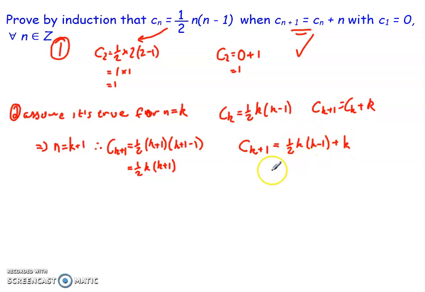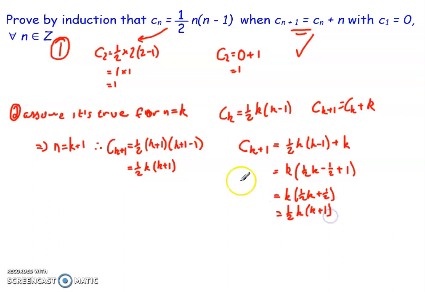What I'm going to do is take out k as a common factor here, and I'm going to get k times a half k minus a half plus 1. So that's then going to equal k bracket a half k. It's going to then be minus a half plus 1. So that's going to be plus a half, which is equal to a half k bracket k plus 1. So what that then means is that both of these match. So because both of these match, it is now true for the next term in the sequence. So it's true for k plus 1.